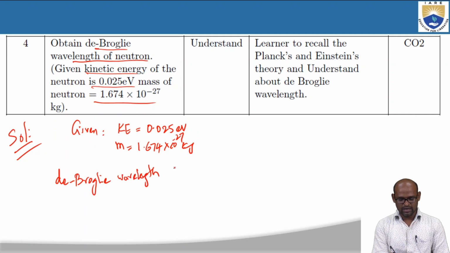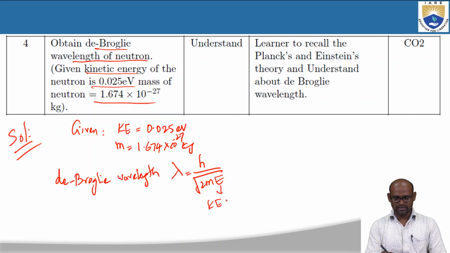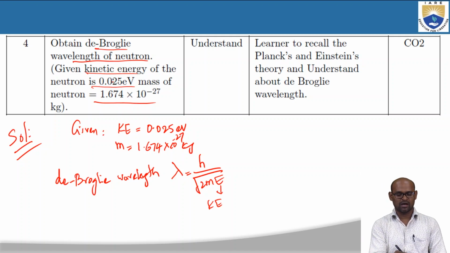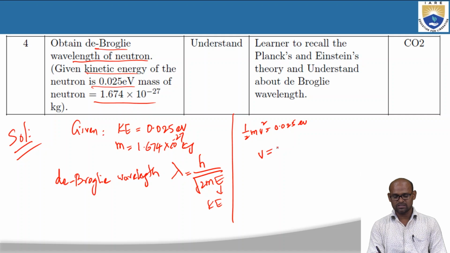The de Broglie wavelength lambda is h divided by the square root of 2mE, where E is the kinetic energy. We can use this formula directly, or we can calculate the velocity first using the kinetic energy formula, half mv square, given as 0.025 electron volts. Since the mass is given, we substitute the mass and calculate the velocity first. Once we calculate the velocity, then we can calculate the wavelength.